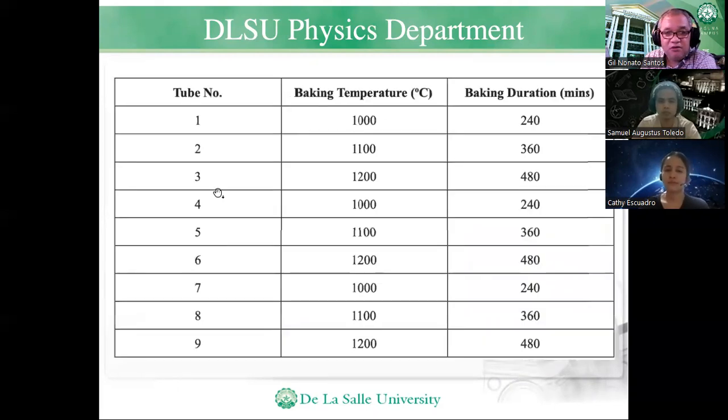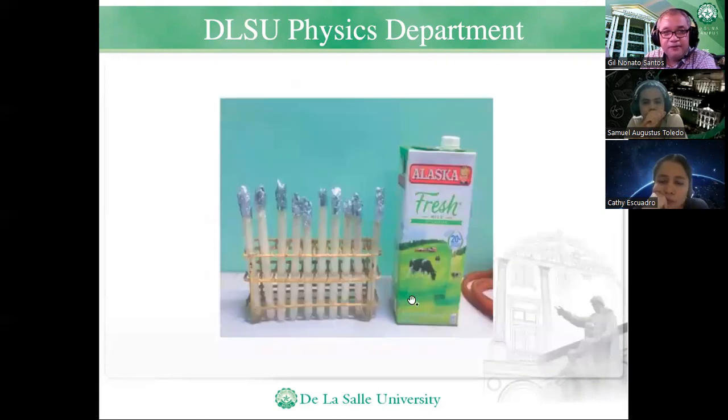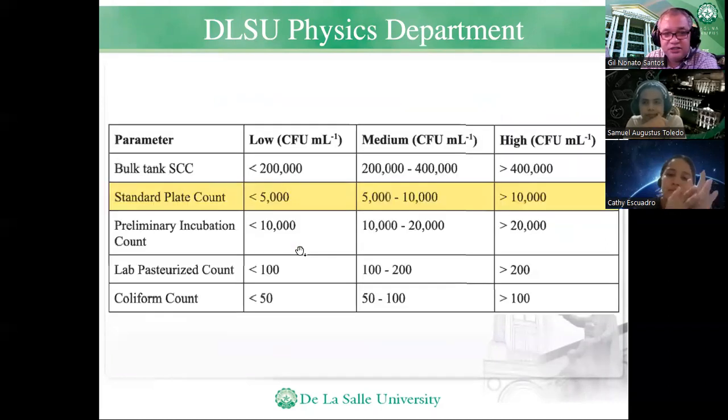Okay. So we have 9 tubes and we bake them at different temperatures between 1000 to 1200, at different baking durations between 240 to 480 minutes. So this is our grown nanoparticles inside the tube, and we use this locally available fresh milk to test the efficacy of our zeolite nanoparticles.